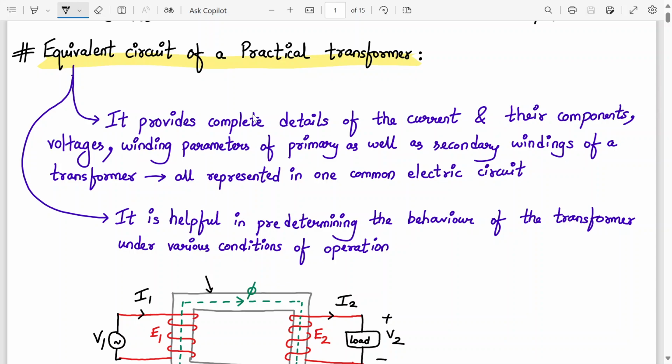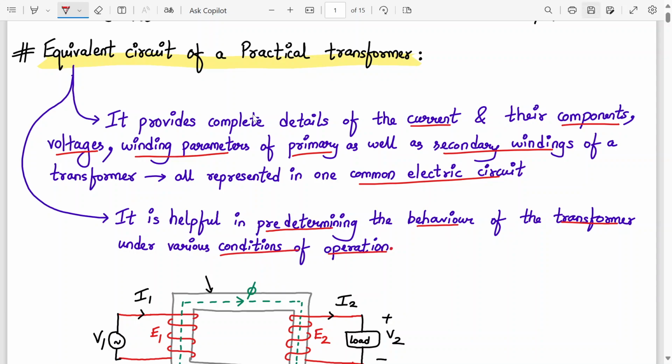Why we require an equivalent circuit of a practical transformer is it will provide the complete details of the current and components, voltages, winding parameters of primary as well as secondary winding of a transformer, all represented in a common electrical circuit. Okay, so all in one common circuit. So that will be helpful in predetermining the behavior of the transformer under various load conditions of operation.